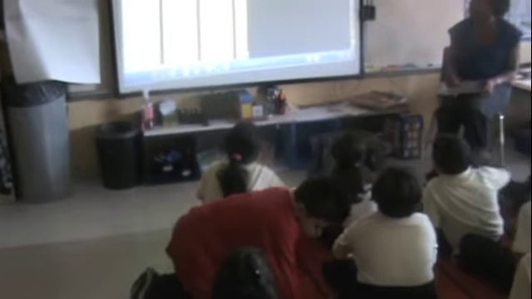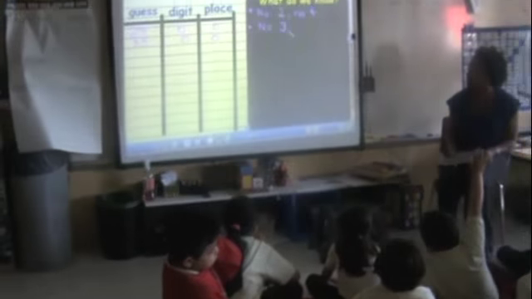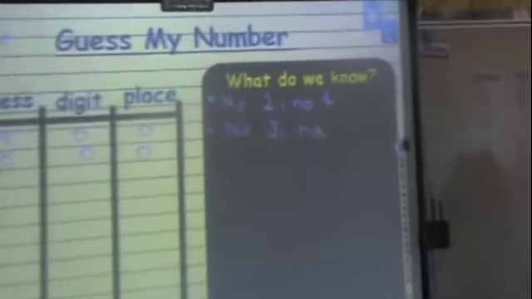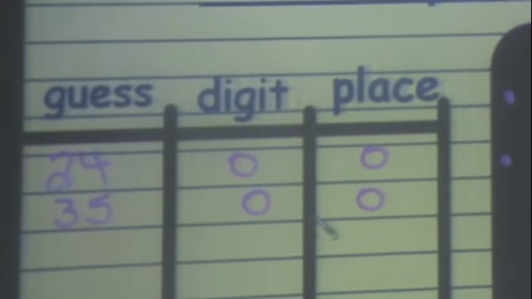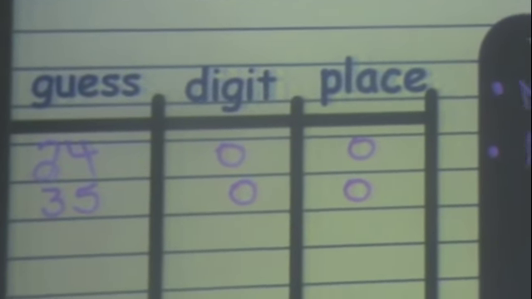Who can tell us what we know? Jennifer, what do we know? There's no 3 and no 5. Jennifer, how do we know that there's no 3 and no 5? There's no digit and no place. Yes, there's no digit and no place. So none of the digits are 3 or 5. Or 2 or 4.